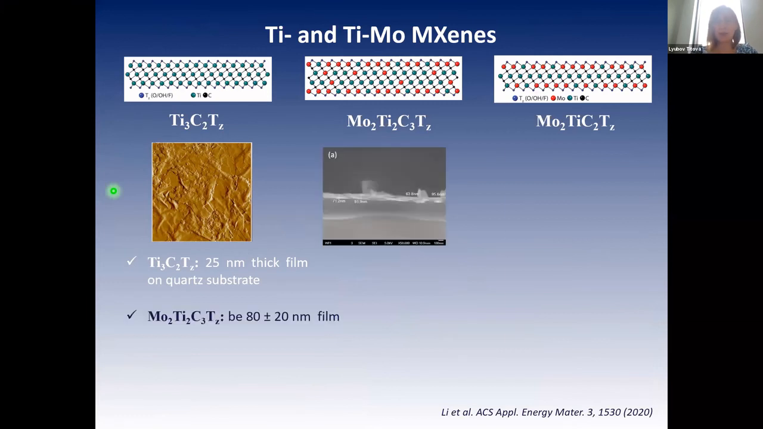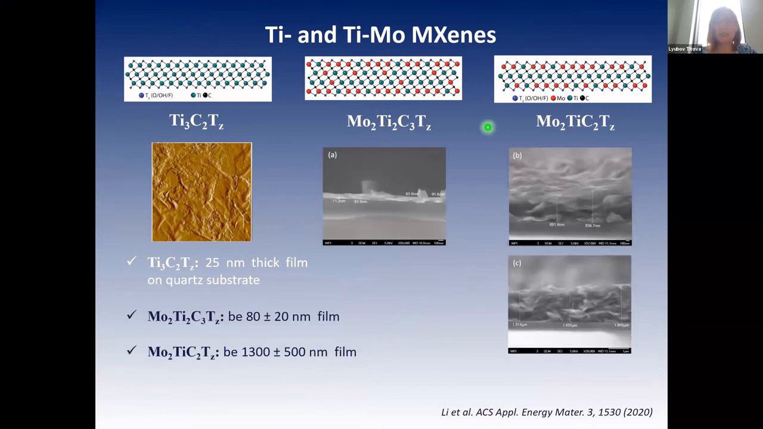These are the structures of the two moly-2 titanium-2 C3 and moly-2 titanium C2 films. In case of this material, we had an 80 nanometer thick film. In case of this one with higher molybdenum content, the film was much thicker because the conductivity is much lower, and that was required for us to get a reasonable signal to noise.